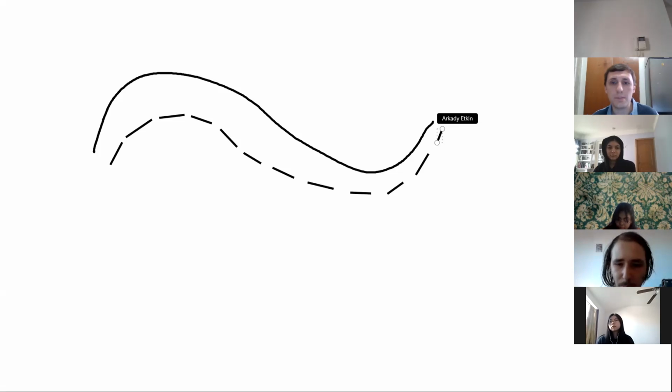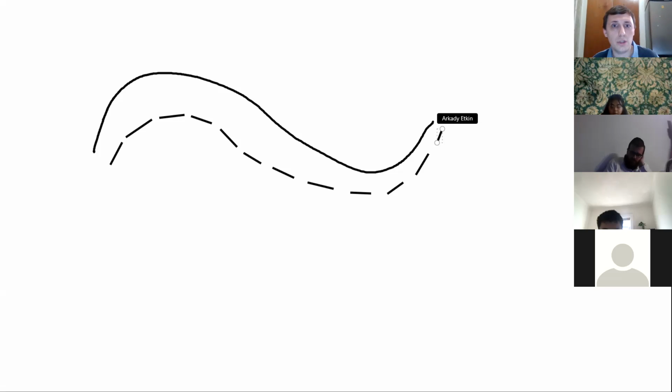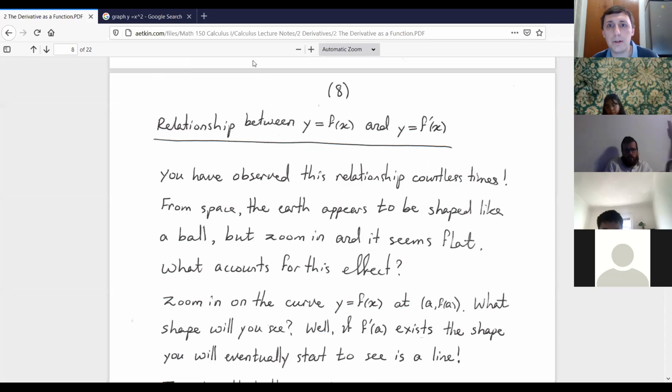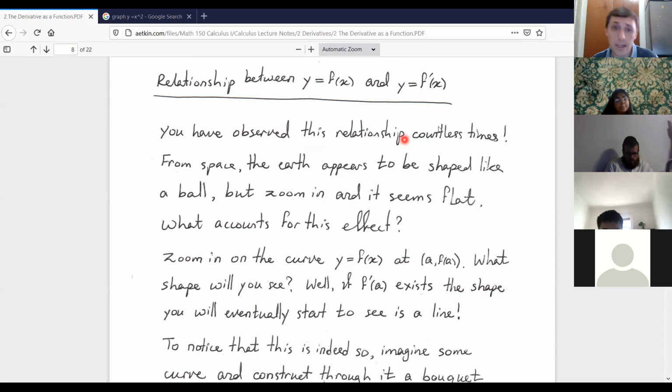Let me try to explain why that's the case. I hope you understand, guys. You just have to imagine a little bit. Okay, so imagine that you are a microscopic creature compared to that curve. That, by the way, is very important, guys.